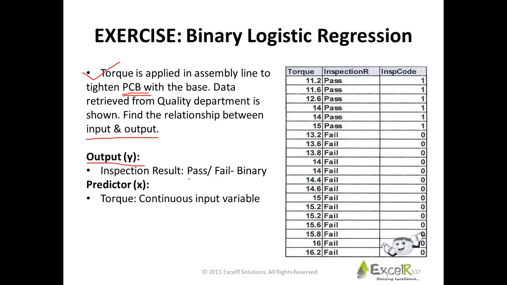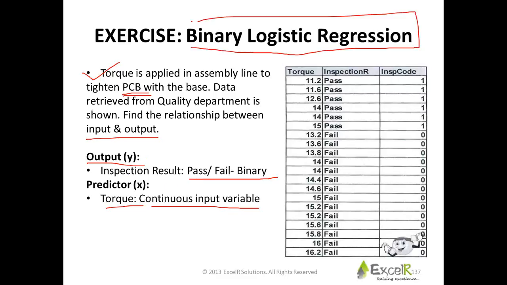Y is fail or pass. It is binary once again. Yes or no kind of. True or false. 1, 0. So Y is discrete. Torque is always continuous. If Y is discrete and X is continuous, what regression method are you going to use? Anuj? If Y is discrete and X is continuous, what do we go with? We go with binary logistic regression.